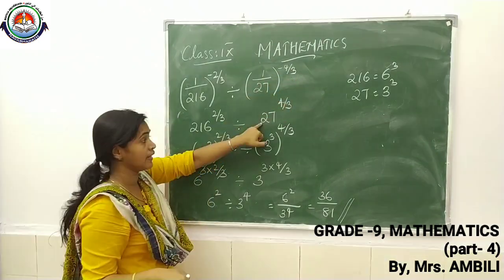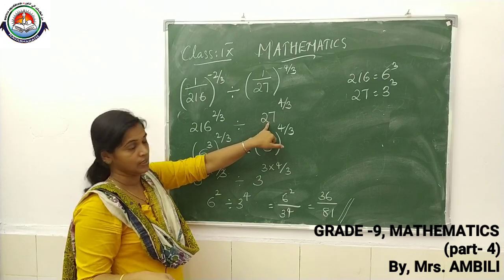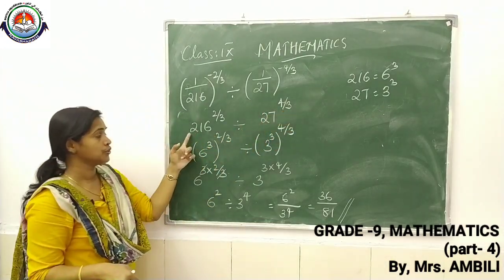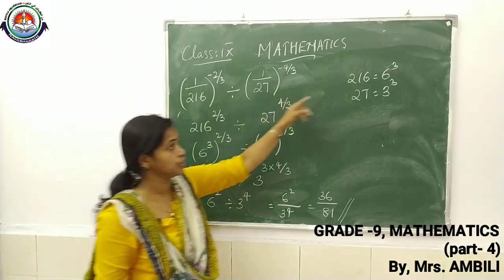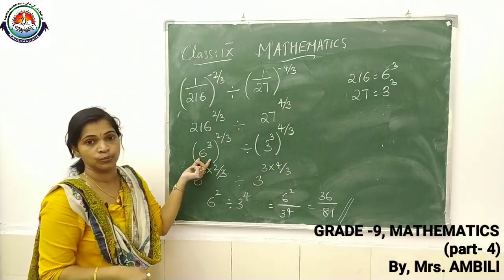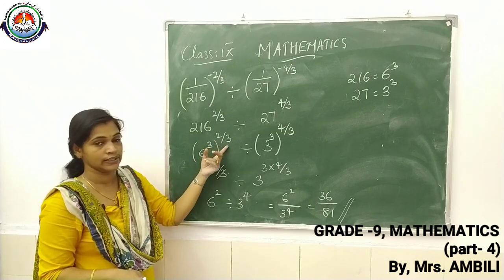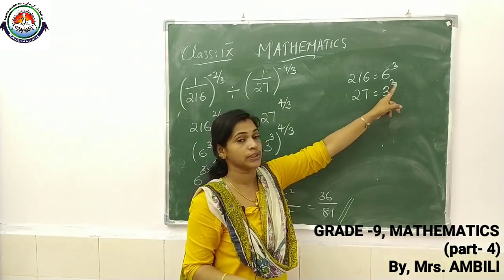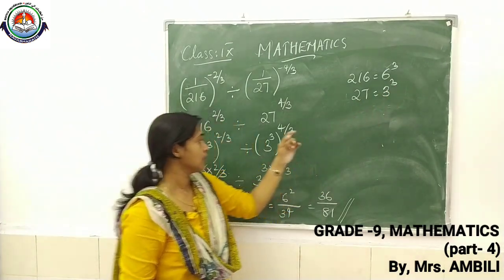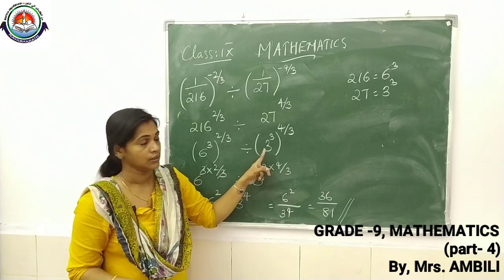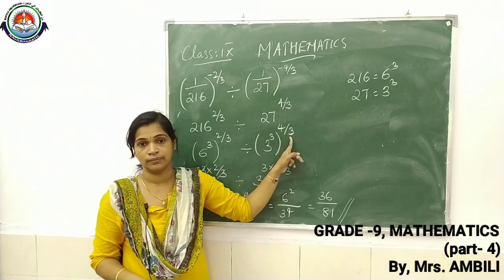So, 27 by 1 we can write as 27. 27 raised to 4 by 3. So, here 216 is equal to 6 cube. So, that we wrote here, 6 cube. 6 cube raised to 2 by 3 divided by, here 27 equals 3 cube, that we know. So, that also we wrote here. Instead of 27 we wrote 3 cube. 3 cube raised to 4 by 3.